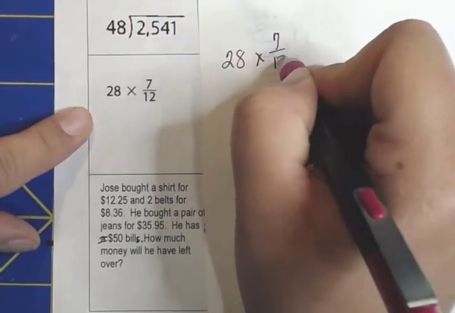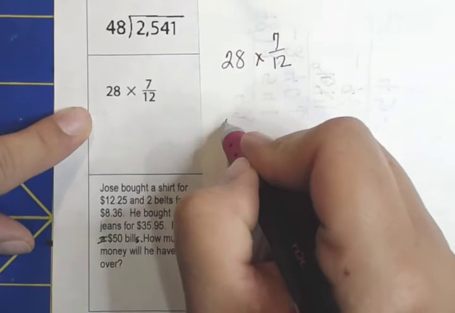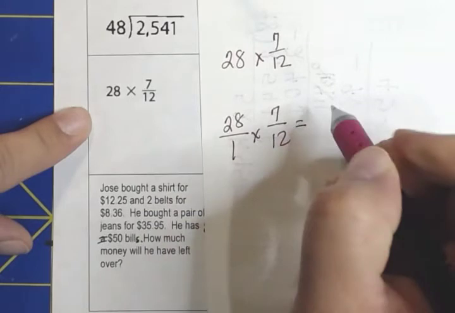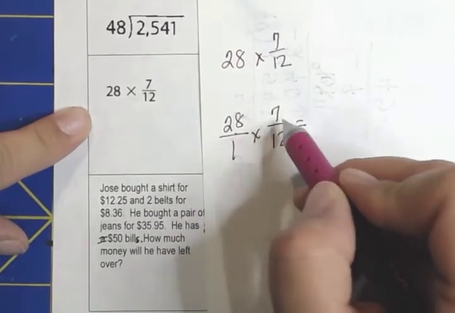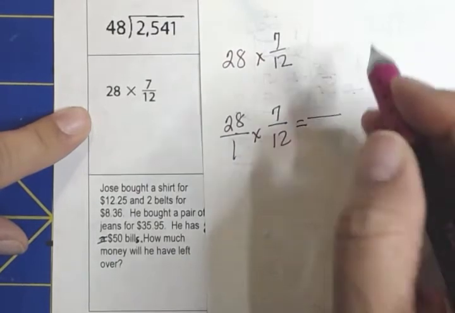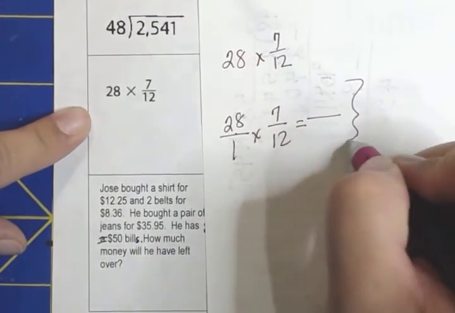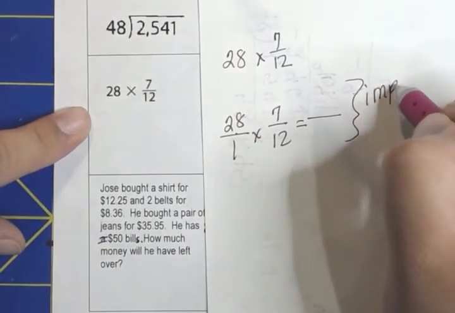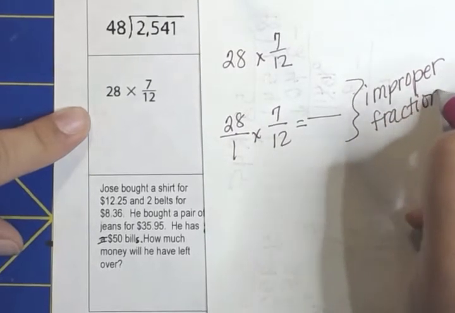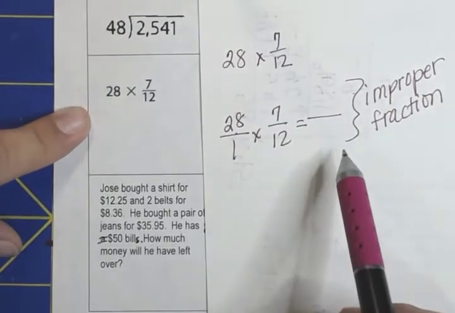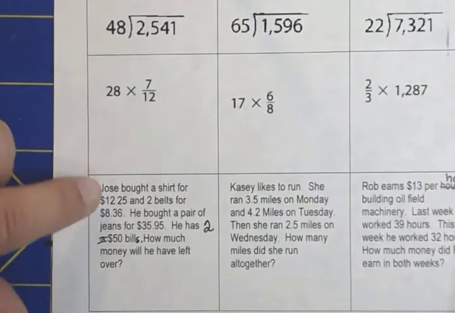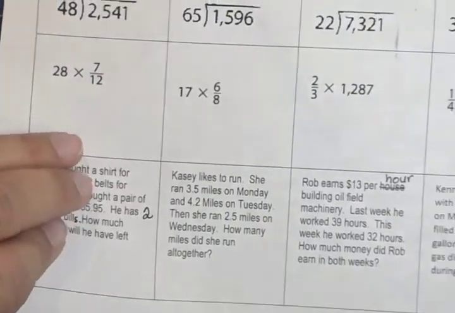Times 7 twelfths. So here, all you have to do is rewrite your fraction: 28 over 1 times 7 twelfths. So you would multiply straight across. 28 times 7 is equal to something, and 1 times 12 is equal to something. Now, just by looking at this, I know that this is going to be an improper fraction. So you will have to divide so that you have a mixed number and not be left with an improper fraction. Day 2 and 3 have similar problems, just larger numbers.